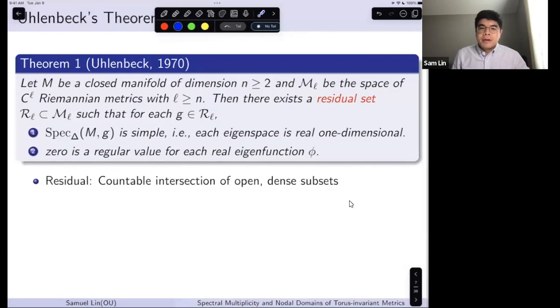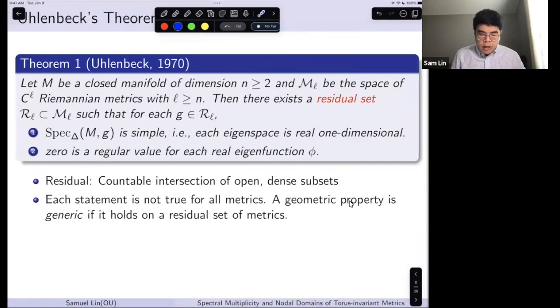Let's recall, what's a residual set? It's a countable intersection of open dense subsets. Another way of saying this is that its complement is meager. Okay, so note that each statement here, statement 1 and 2, is not true for all metrics. It's only true for a residual set of metrics.